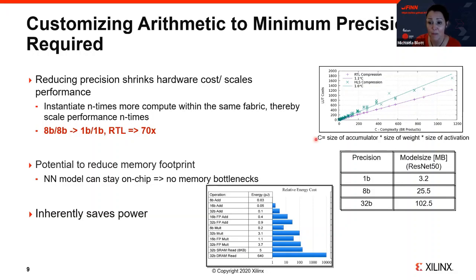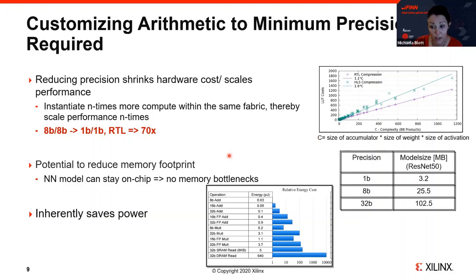Now, secondly, it reduces my memory footprint for the weights in my DNN. So let's consider ResNet 50, which has 25 million weights. If I store them at 32 bits, then I need over 100 megabytes. If I store instead just 1 bit per operator, then I only need 3 megabytes, which is something I can store on chip and avoid any potential memory bottlenecks.